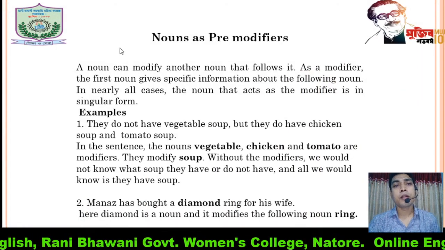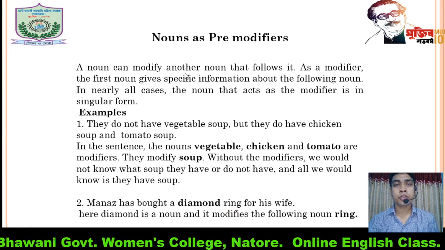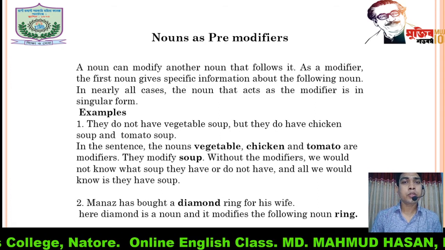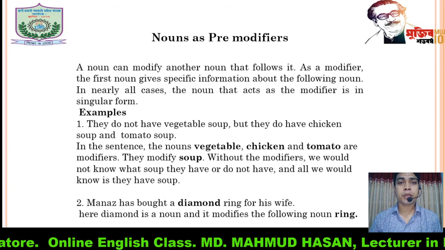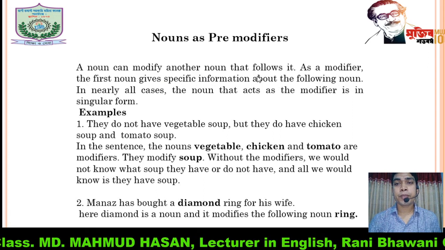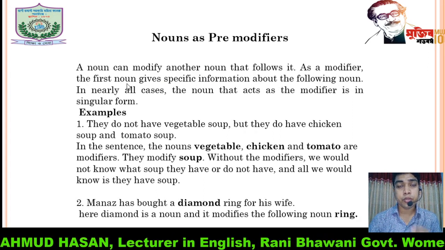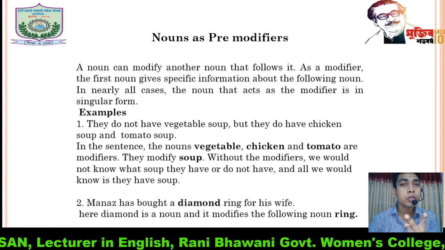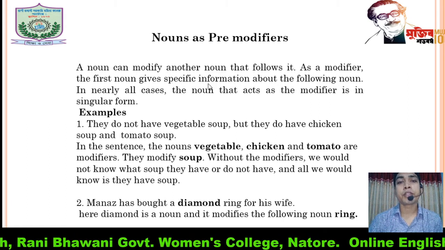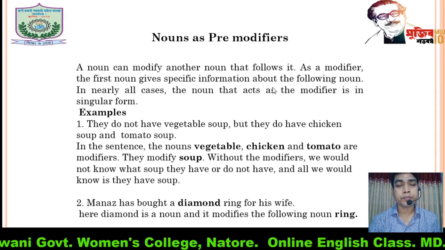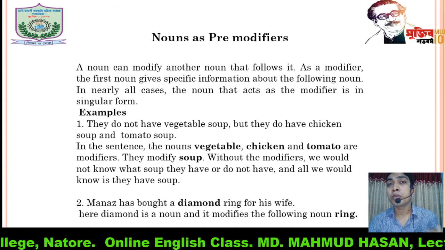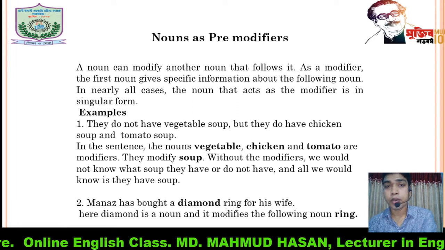Now, nouns as pre-modifiers. A noun can also be used as a modifier, a pre-modifier. A noun can modify another noun that follows it. As a modifier, the first noun will give us two nouns side by side. The first noun gives specific information about the following noun. So the first noun will give more information about the next noun, the following noun.